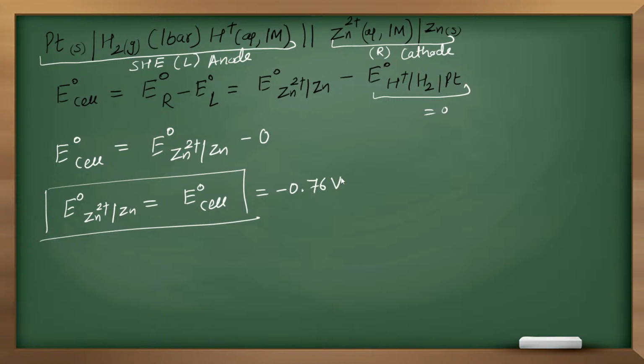Okay, so when we construct a cell using zinc, because E naught cell comes out negative, with the hydrogen electrode zinc should be used as the anode, because E naught cell should be positive.